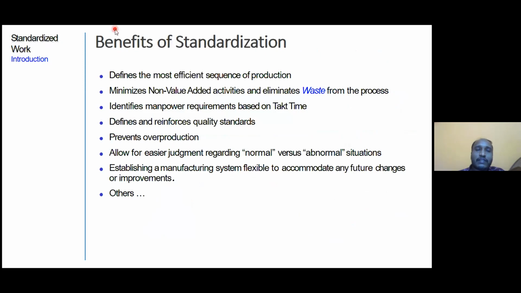So the benefits of standardization: it defines the most efficient sequence of production, minimizes the NVA, and identifies manpower requirement based on the takt time. Once we have done the process chart, process capability, and the cycle time, we are able to find out how much manpower is required for the particular process. It also defines and reinforces quality standards.